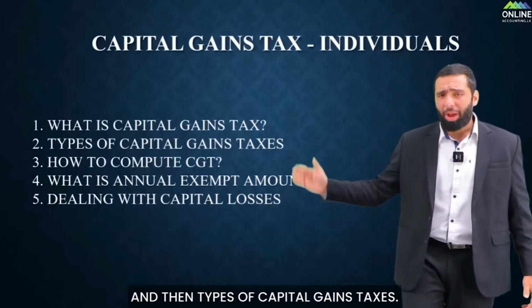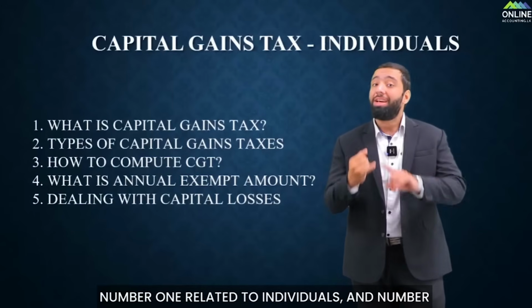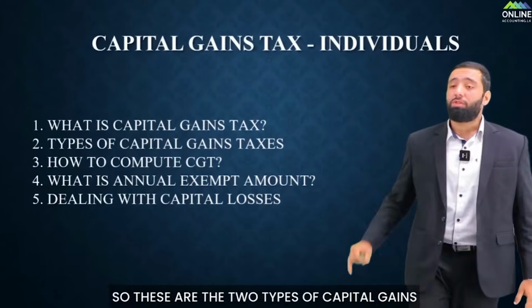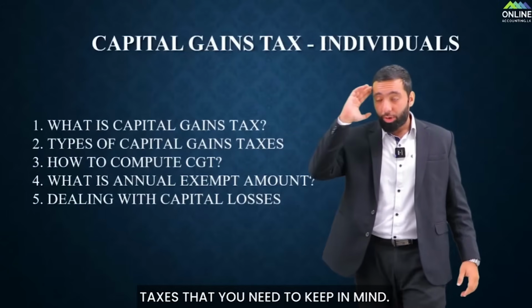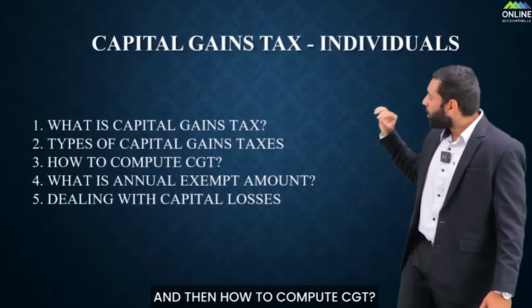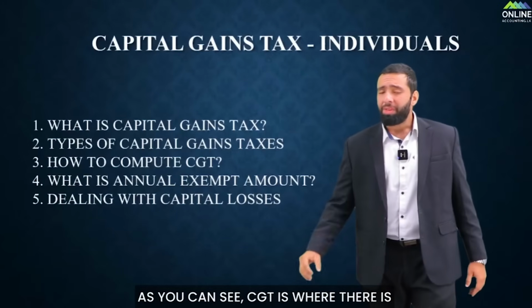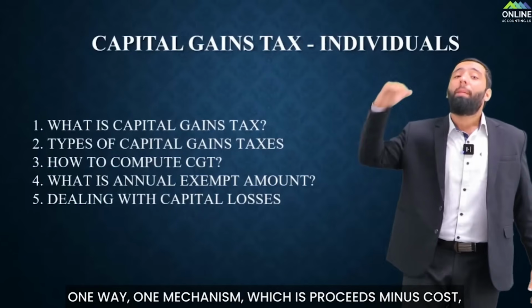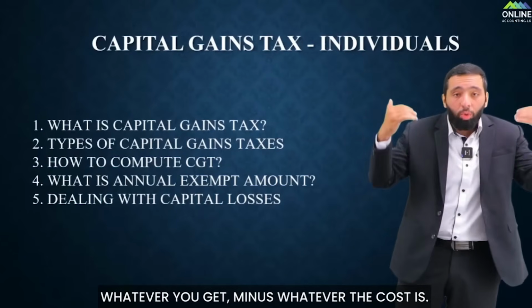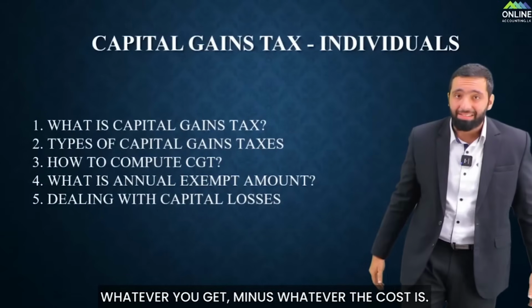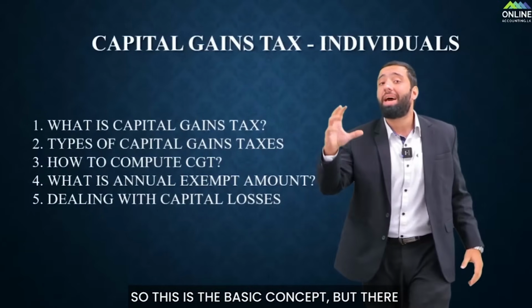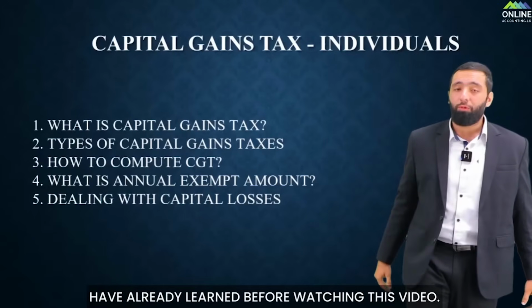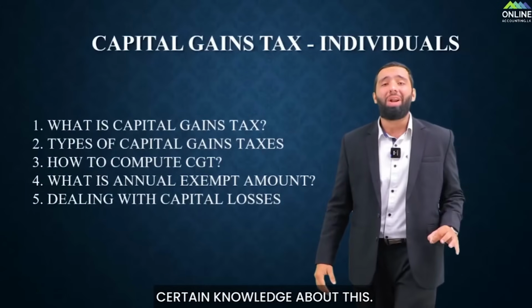And then types of capital gains taxes, there are 2 types. Number one, related to individuals, and number 2 is related to companies. So these are the two types of capital gains taxes that you need to keep in mind. And then how to compute CGT. As you can see, CGT has one mechanism, which is proceeds minus cost. Whatever you get minus whatever the cost is. So this is the basic concept, but there are more things to learn which you would have already learned before watching this video.